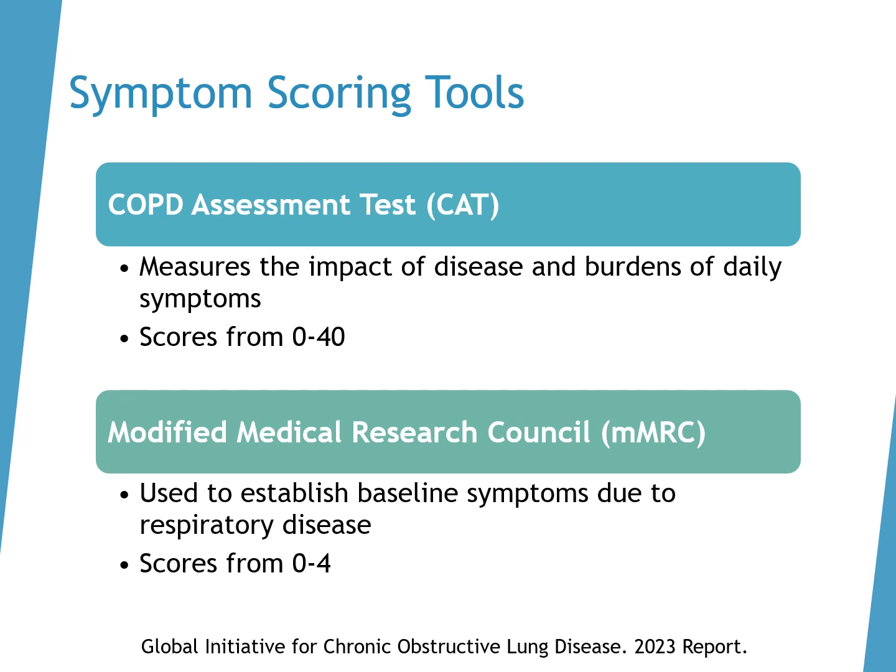So once your patient has an official diagnosis of COPD, you can use 2 different scoring tools to assess symptoms. The first is a COPD assessment test, or CAT, and then the next is the Modified Medical Research Council, or MMRC. Both of these scoring tools will be very important to continue to assess your patient and how well their COPD is managed. The CAT test looks at the impact of disease and burdens of daily symptoms and is scored from 0 to 40. And the MMRC looks at the baseline symptoms due to respiratory disease and scores from 0 to 4.